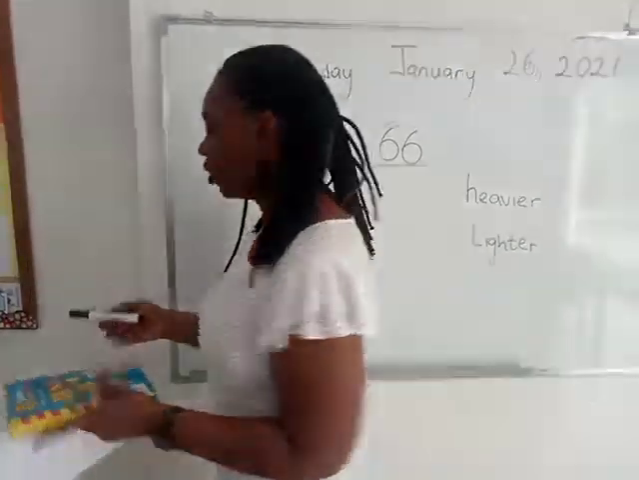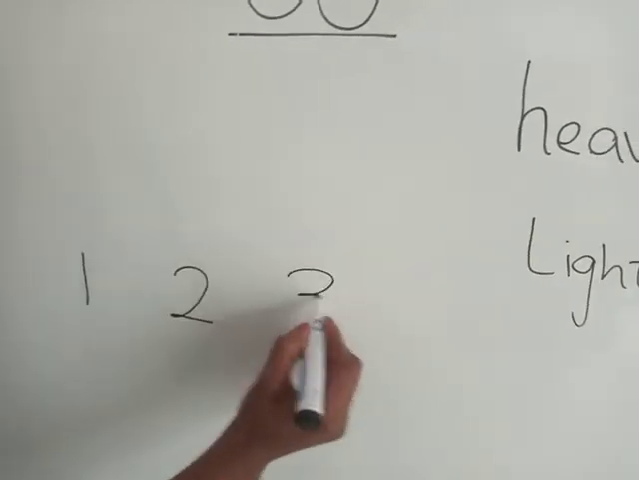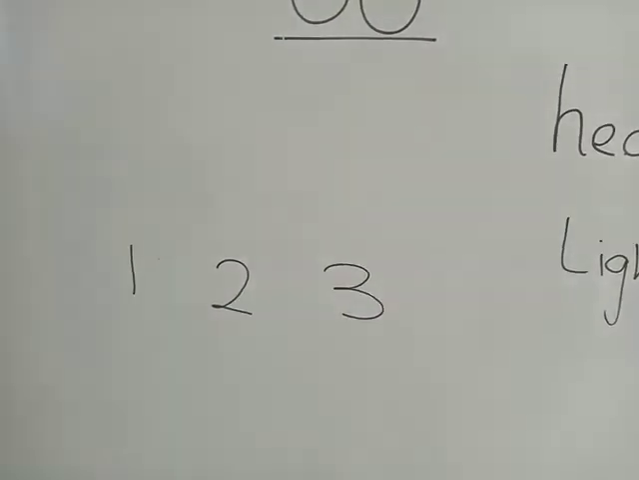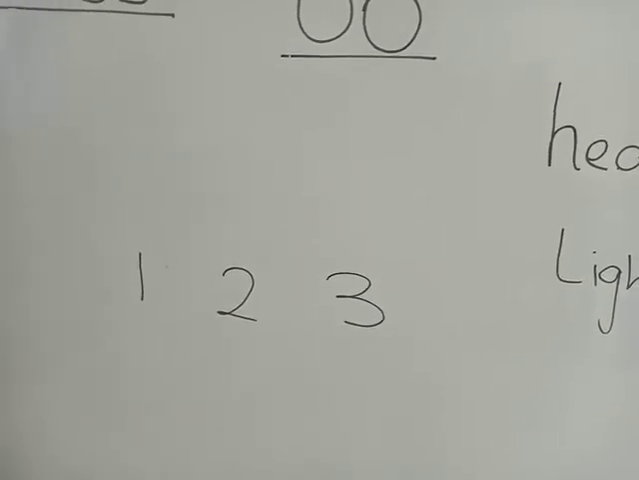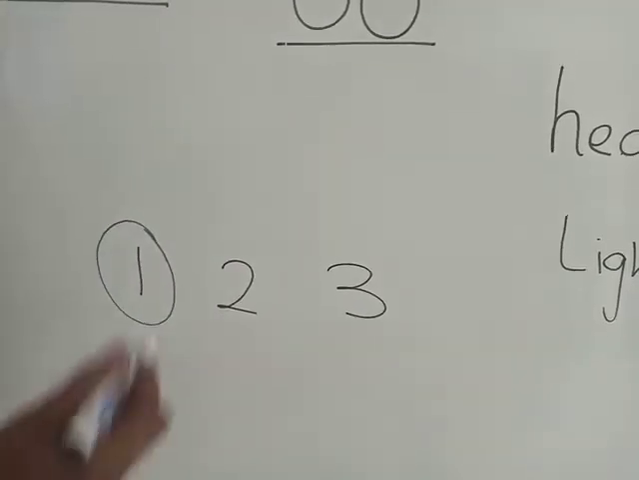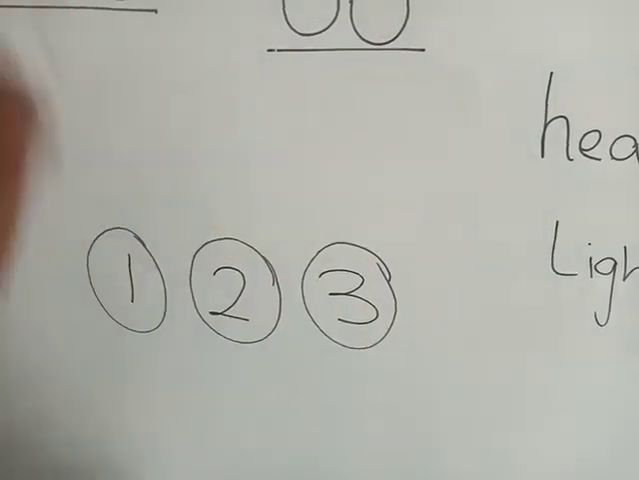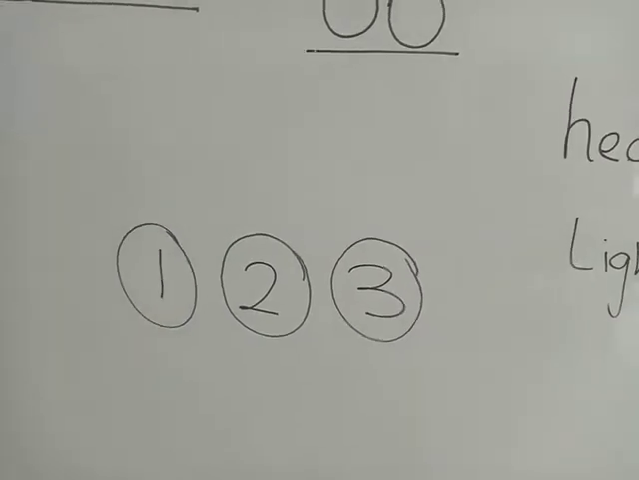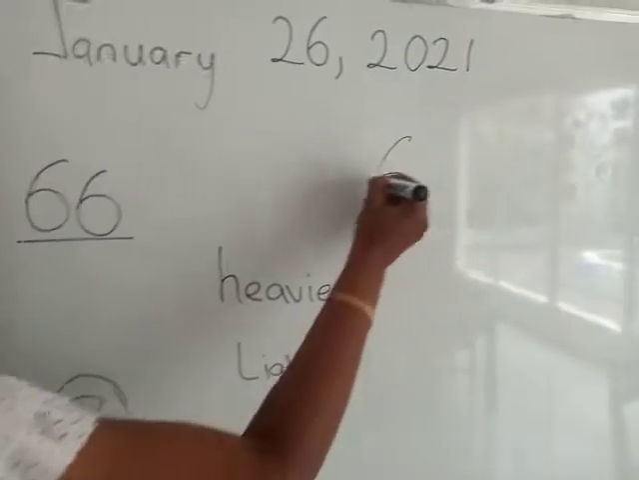So you're going to be using the numbers 1, 2, and 3 to order the objects from the lightest to the heaviest. So the lightest one, you put the number 1 in the space where you have the lightest object. Followed by the second one, you put the number 2, and the heavier one, you put the number 3. So that's it. And then when you're done with that, we move over to the next page, which is page 67. So we go to page 67.